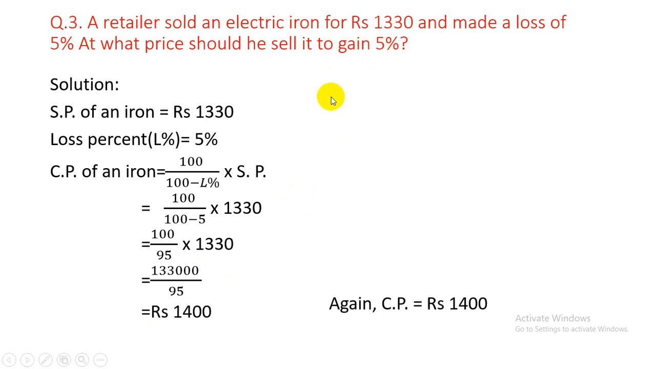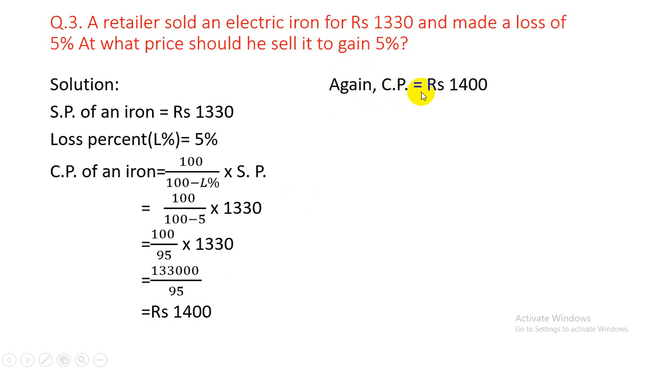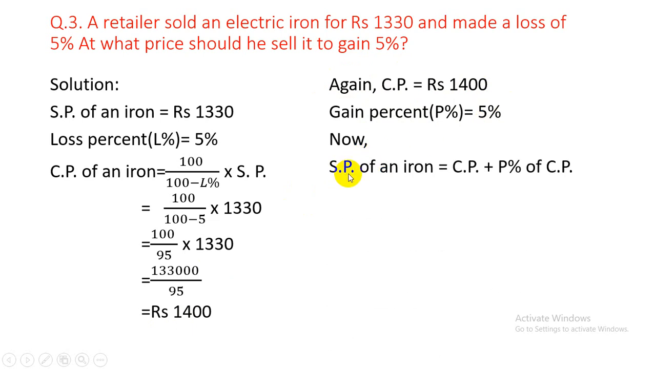It means CP of an iron is given as 1400, and gain percent is given as 5%. Again we have to find out SP. Now SP of an iron is equal to CP plus profit percent of CP. CP means 1400 plus 5% into 1400.